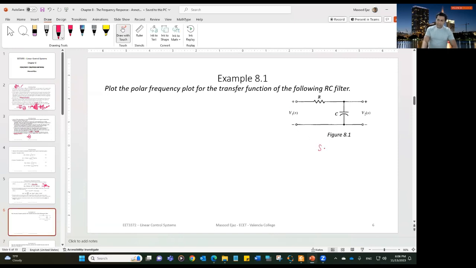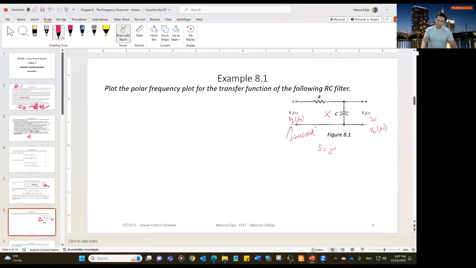So remember, S is j omega. So the input is V1 j omega, which is a sinusoidal signal. And the output is V2 j omega, which will also be a sinusoidal signal at the steady state. R does not change with the frequency, or it does, but we don't consider it to be changing with the frequency. And then, of course, you have the reactance of capacitor.